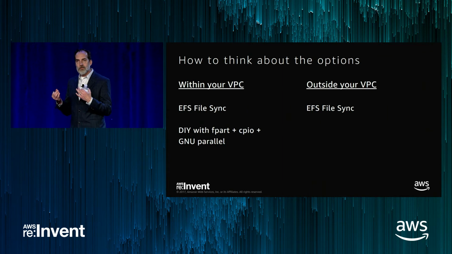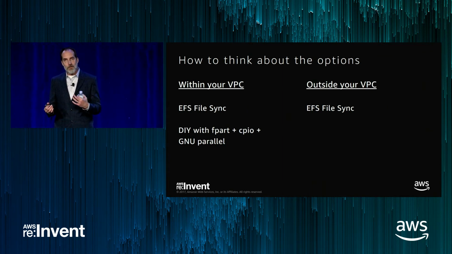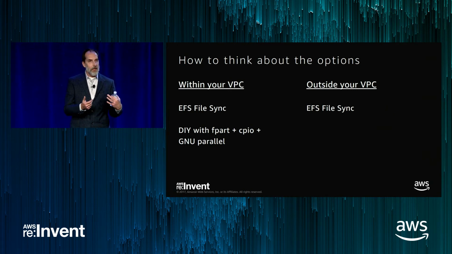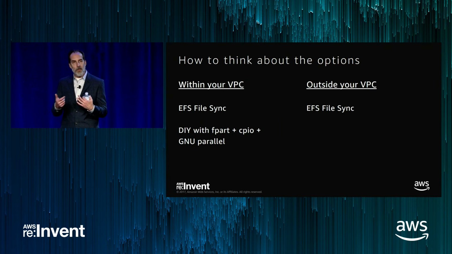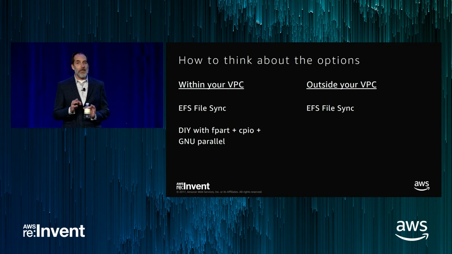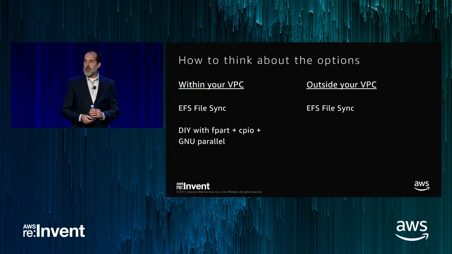So now that we have a number of different tools or recommendations to transfer data into EFS, when do you want to use which tool? When you're within your own VPC and you need to transfer data, one option is using EFS File Sync. Another option, you can do it yourself, install fpart and other tools, GNU Parallel. And GNU Parallel, we did include in the Amazon Linux repo. So now if you're running Amazon Linux, you can do a very easy yum install parallel, and you'll have Parallel installed on your Amazon Linux. So it's a great way to get up and running very quickly.